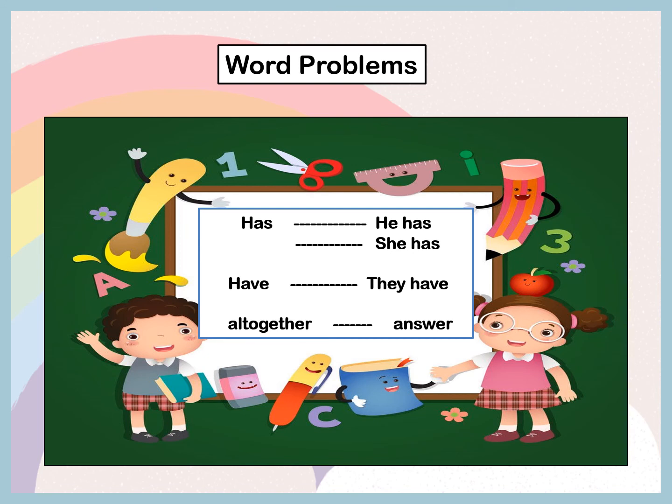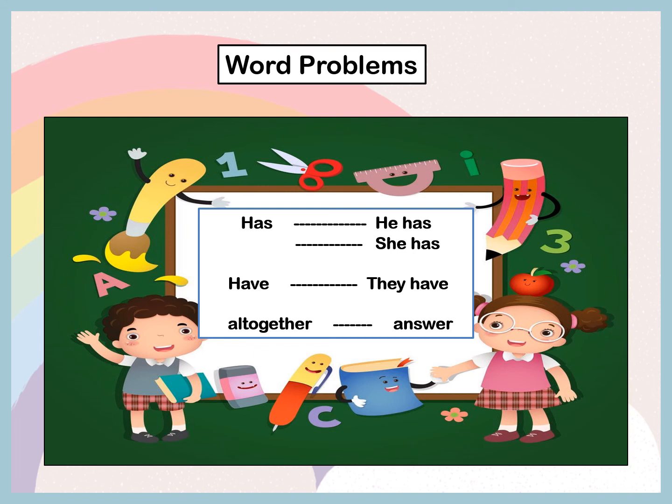So he is only one, right? It's only one. So what word do we need to use? It's has. He has. Or if it's a girl, it should be she has. He for boy, she for girl. Remember, kids, has.